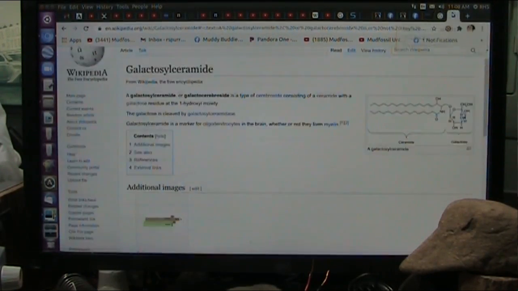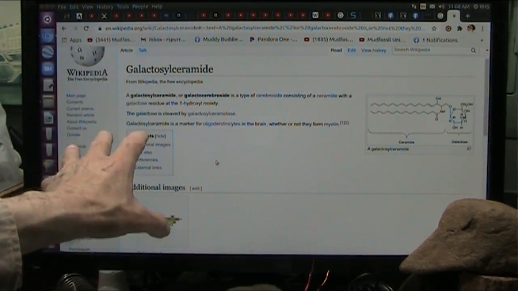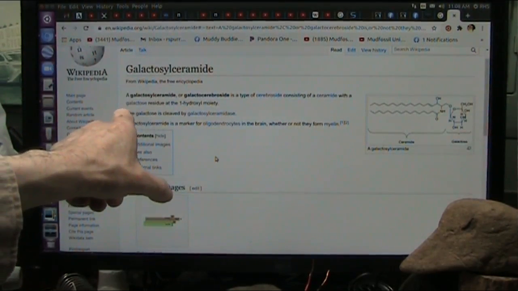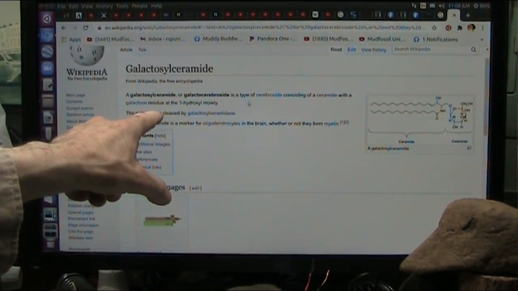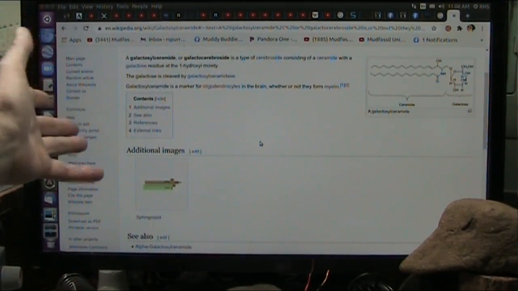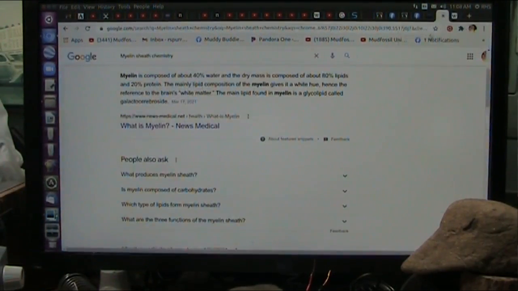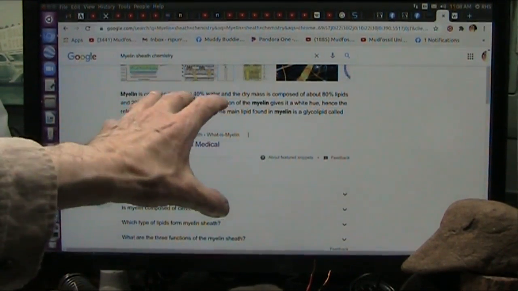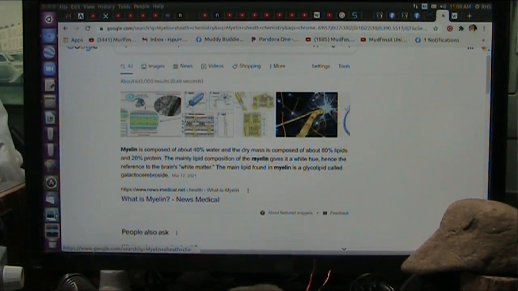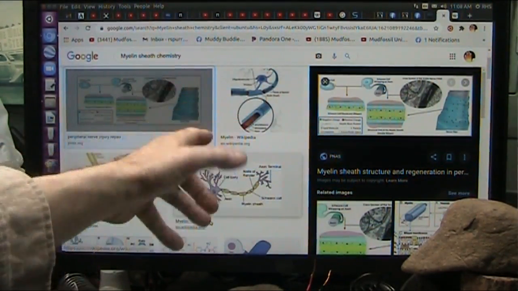Now, let's see what it says here. This is the chemistry of this particular sheathing of the myelin. There's nothing about it here really to talk about. So let's just go with myelin. Let's talk about the myelin, because the myelin is composed of this particular chemistry. Now let's just look at images for myelin. All right, now you see it's exactly like the wires I showed you, identical.